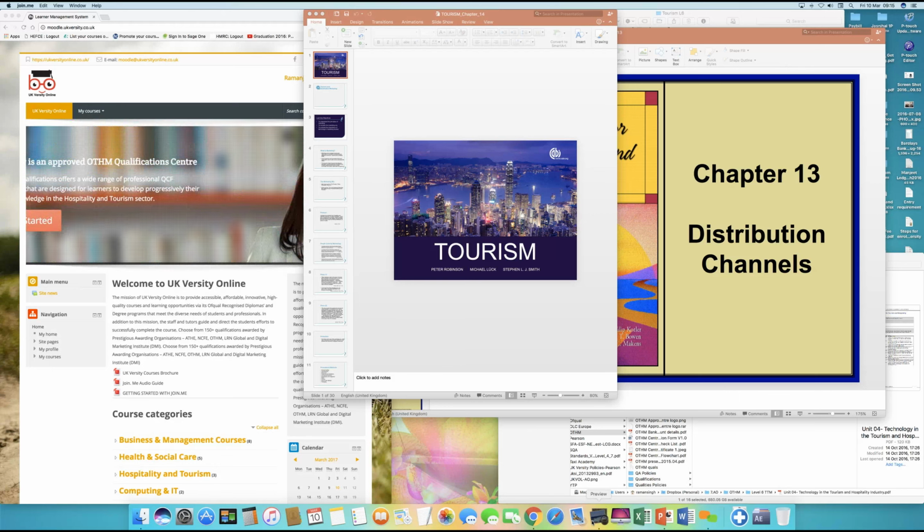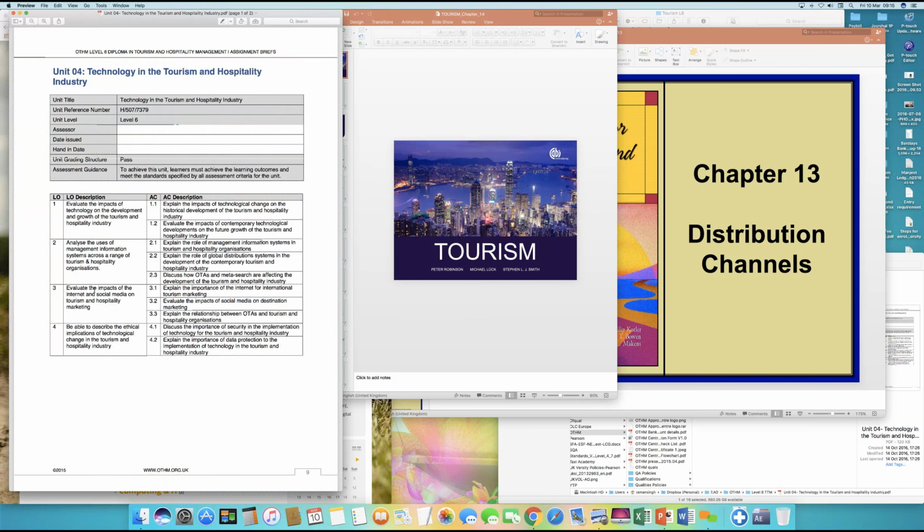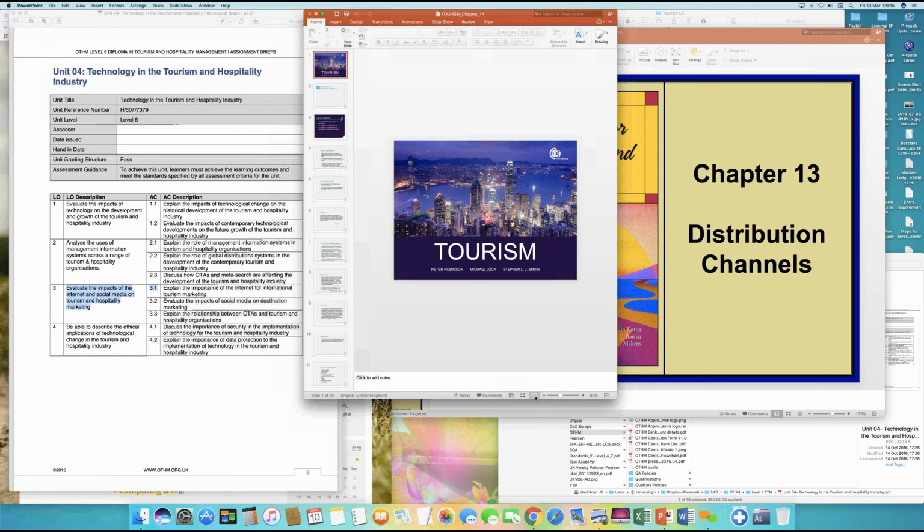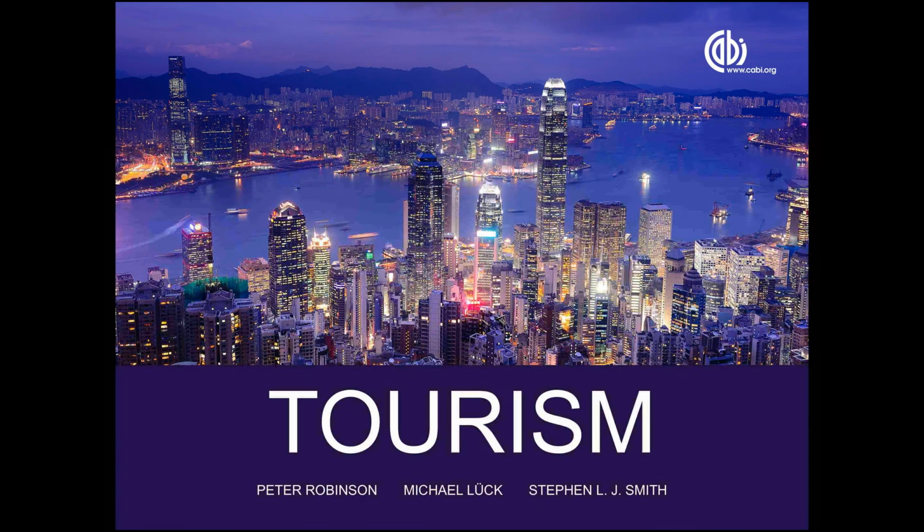So let's look at this concept of technology, learning outcome 3 in particular, and understand the importance in the industry in terms of travel and tourism. So I'm going to send you this presentation and also another one that will go through a few slides, and they will then directly relate to your learning outcome 3 that we are covering today.